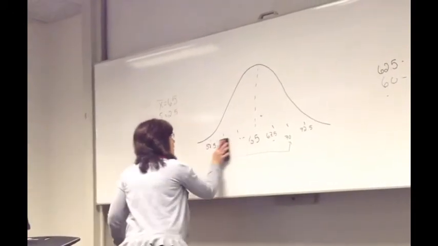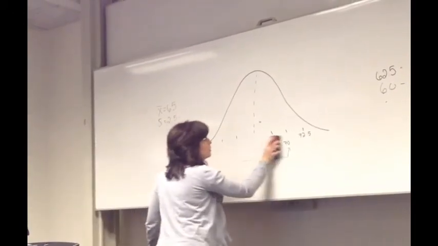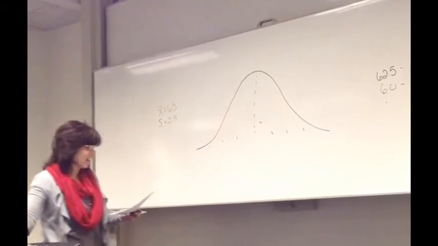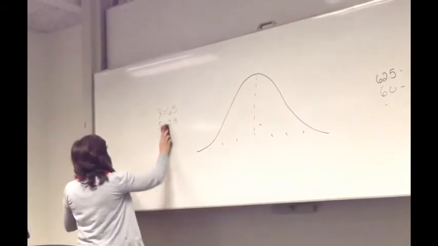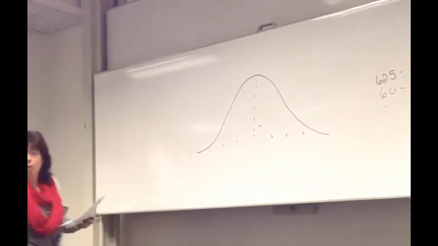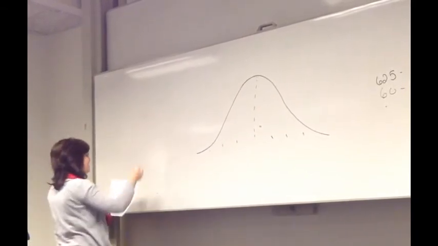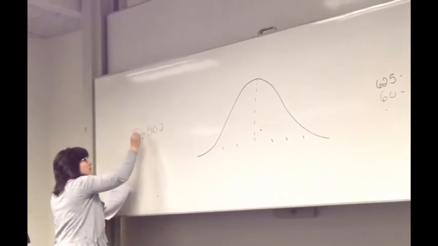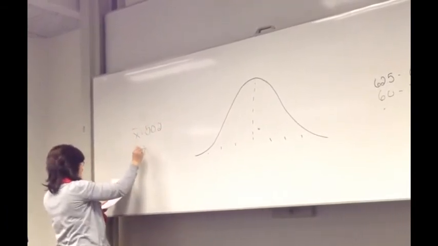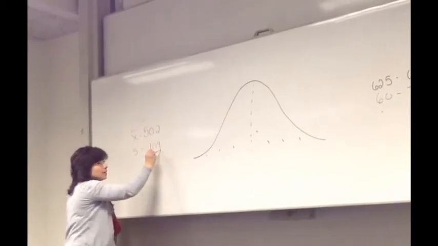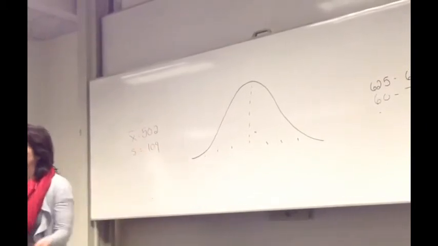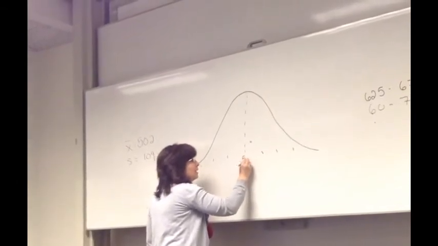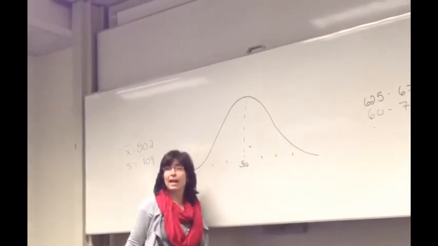So the second problem, this is the great thing about using a whiteboard, I just have to erase this, says that according to the College Board, the mean score for the verbal SAT is 502, so that's my mean score, and I have a standard deviation of 109. Okay? So again, I'm going to go to my normal distribution, put the mean in the middle, and then keep adding 109.